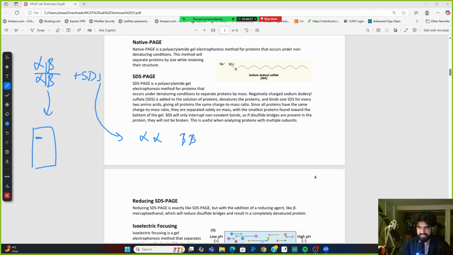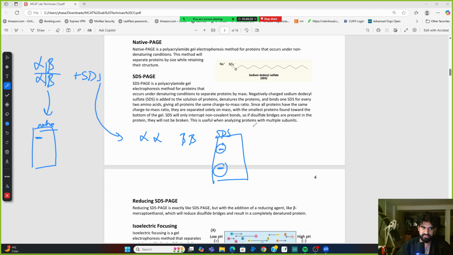They're all disconnected. Okay? When I run the gel again, the alpha is going to show up here and the beta is going to show up here. But there's two alphas. However, they weigh the same amount, so you can't tell the difference between them. So this is what the SDS is going to look like. This is what the native is going to look like. Does that make sense?